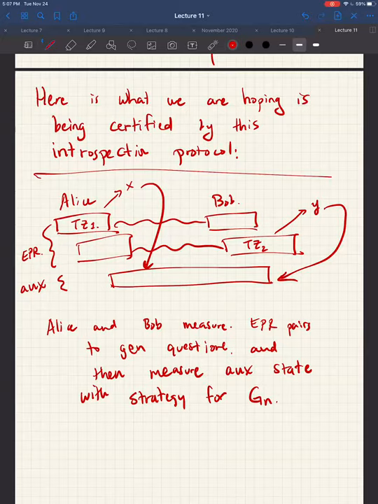Okay, so we're not quite done yet because this introspection protocol I described doesn't quite certify that this really is the picture that's happening, right? Alice and Bob could potentially cheat and do something else when we ask them to introspect. This is related to what Hugh mentioned before. Does anyone see what might be the issue?